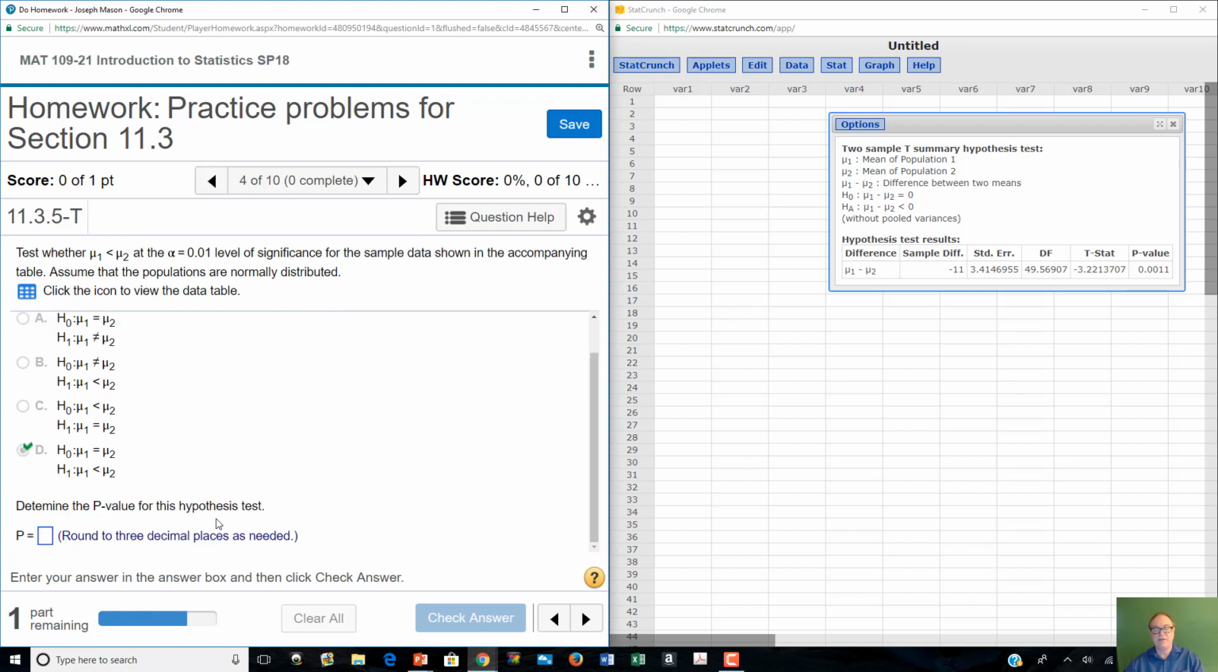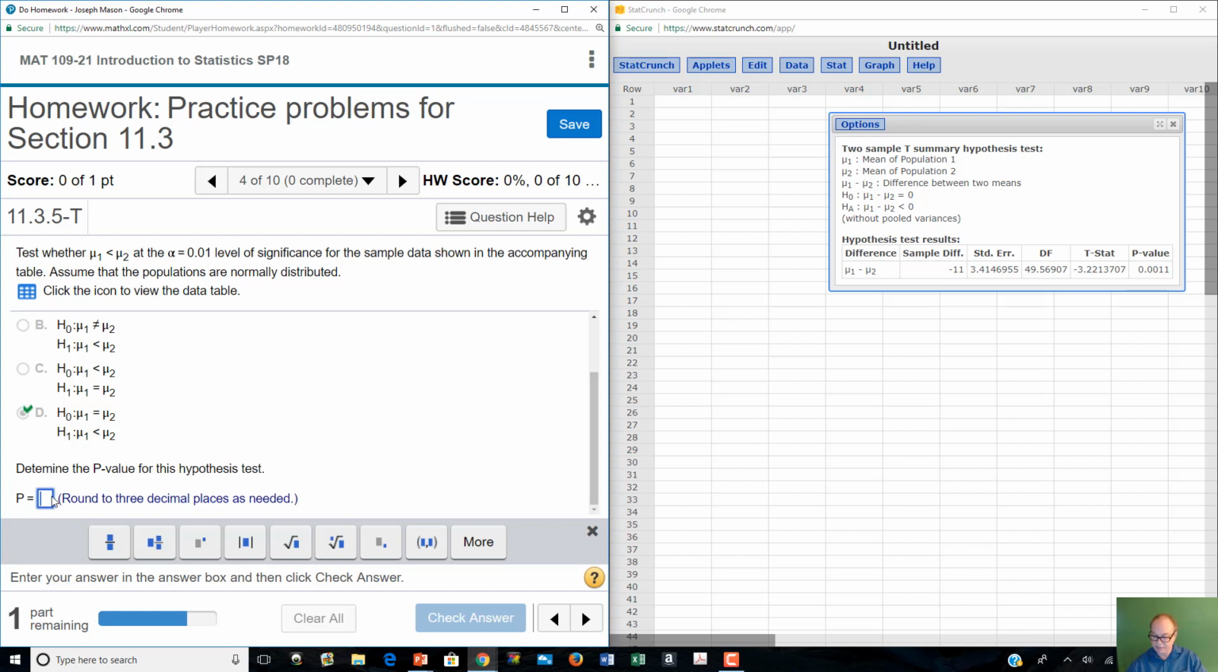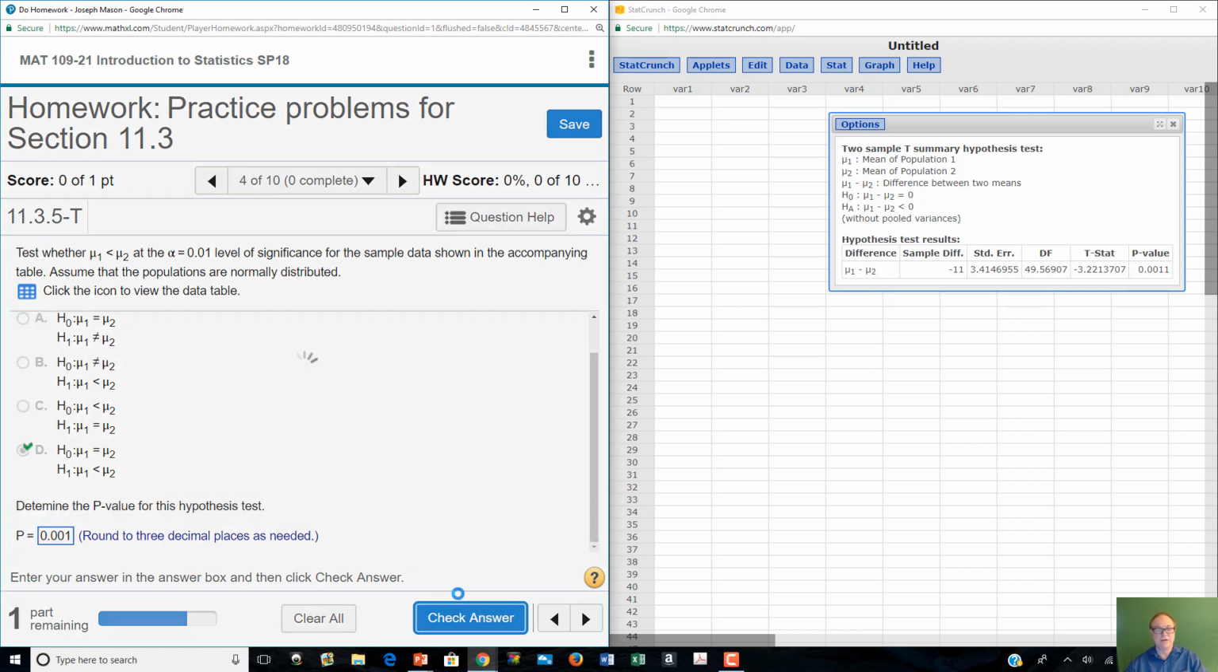So it says determine the p-value. Well, my p-value over here was 0.0011, and it says 3 decimal places. So 3 decimal places, 0.001. Check your answer. We're good.